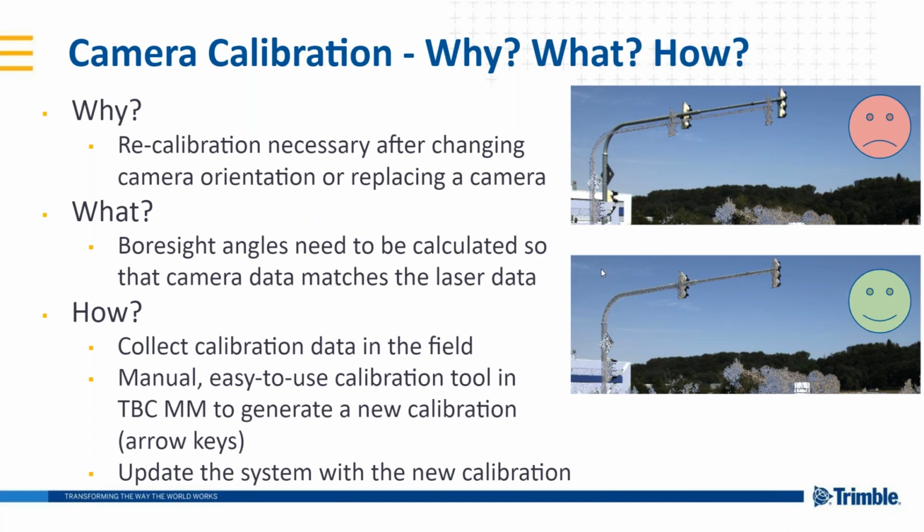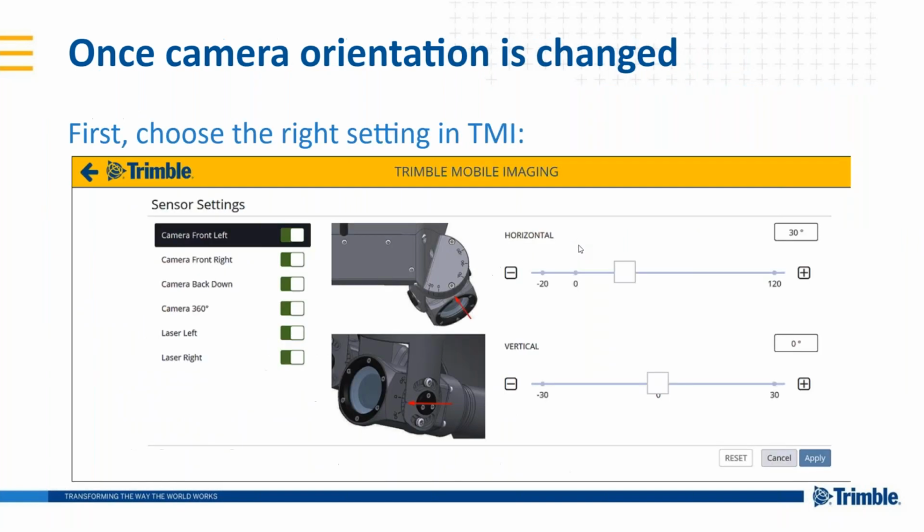And how do we do this? We collect calibration data. Then we use a manual camera calibration tool in TBC. And again, we can update the system with the new calibration values like we did with the lasers. So the basic idea is very similar to the lasers. Only the tool itself is a bit different. So again, once you change a camera orientation, you need to go to the sensor settings in TMI and change the sliders of the horizontal and vertical angles. You can see again there are markers on the body of the MX9, and this will give initial values for the camera calibration.